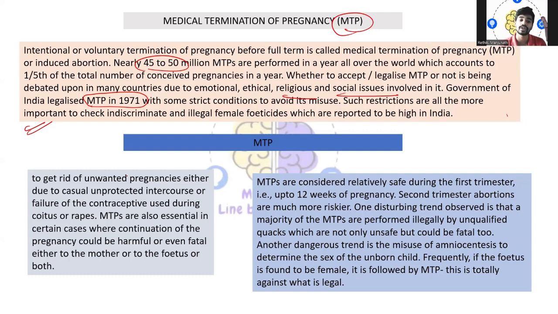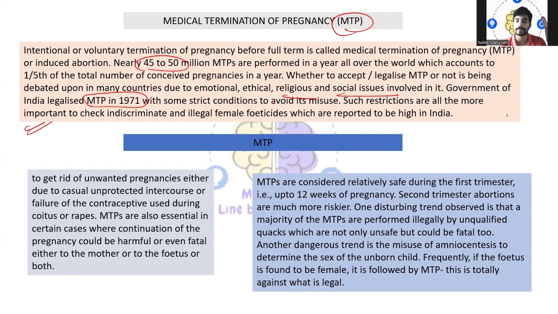MTPs are also essential in certain cases where continuation of the pregnancy could be harmful. That means if a mother lets the baby develop, it could harm the life of the mother. The chances of the mother's death are higher. So in that condition, if the baby is harmful to the mother inside the womb, MTP is preferred. Or if you leave a baby to develop in the womb itself, it is harmful to both the infant as well as the mother.